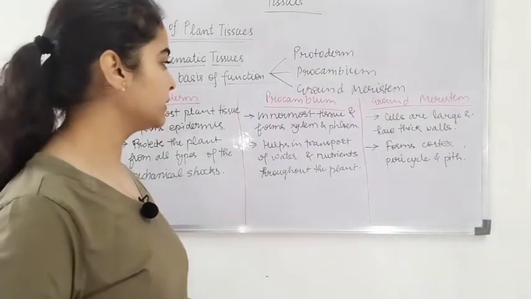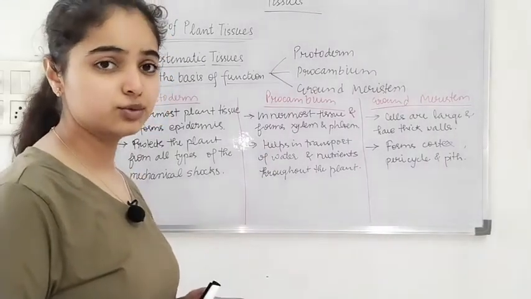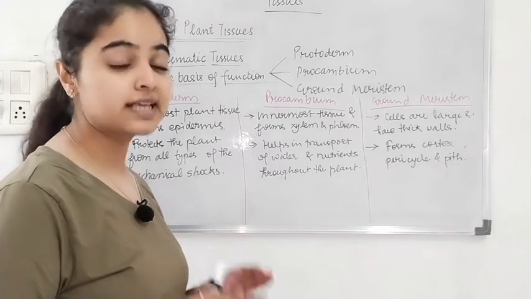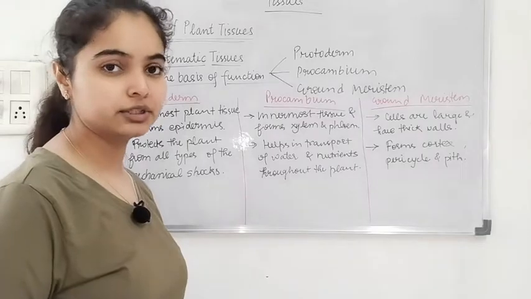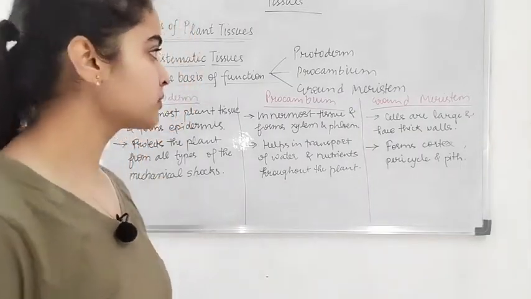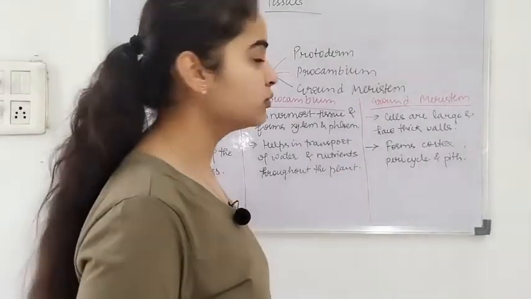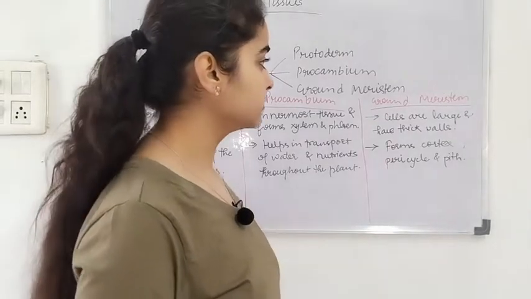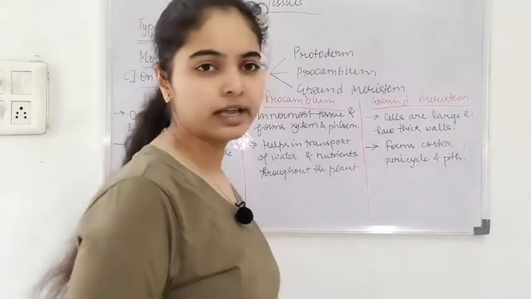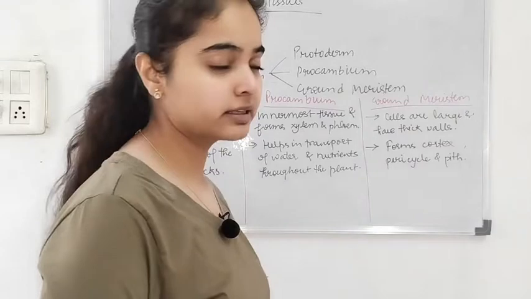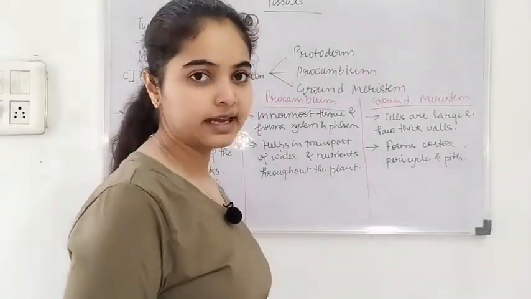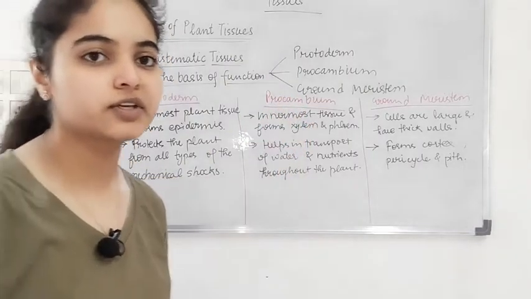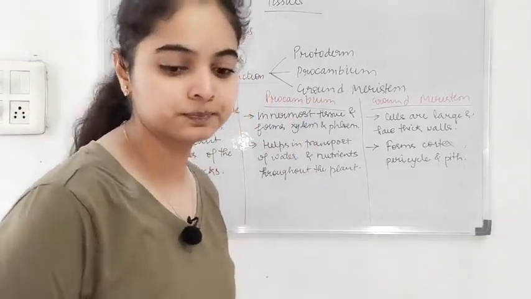Next is the procambium. Procambium is the innermost tissue and it gives rise to the xylem and phloem, and hence it helps in the transport of water and nutrients throughout the plant. The last is the ground meristem. The cells of this tissue are large and have thick cell walls. It forms the cortex, pericycle, and pith. This was all about the classification of meristematic tissues.